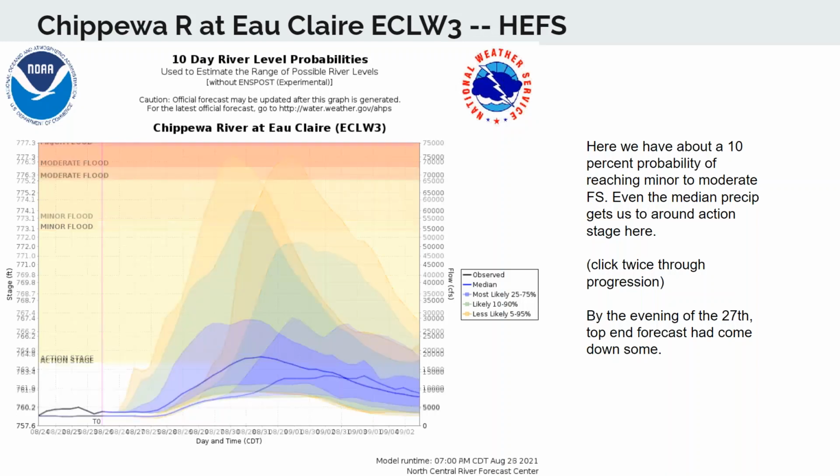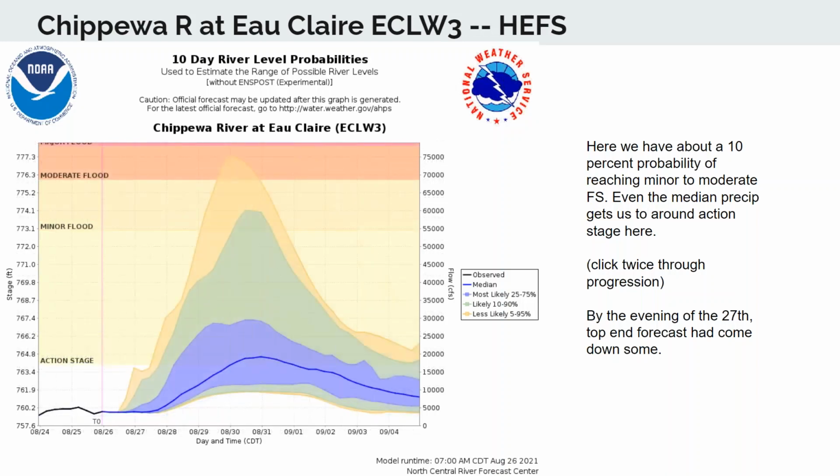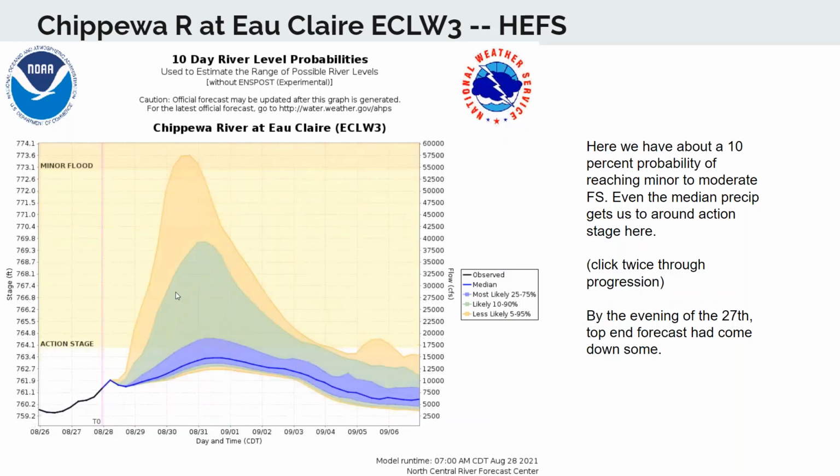We'll go with a couple of progressions here as we got closer to the event, still showing that possibility, and even around a 10% chance of getting up to flood stage with this one. By the evening of the 27th, the top end had come down a little bit, not quite as likely to get up to flood stage, but we still are showing a pretty good indication of getting to at least action stage from our median rainfall and median river levels.